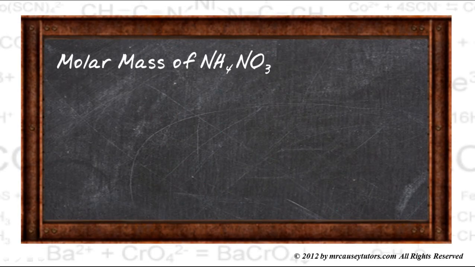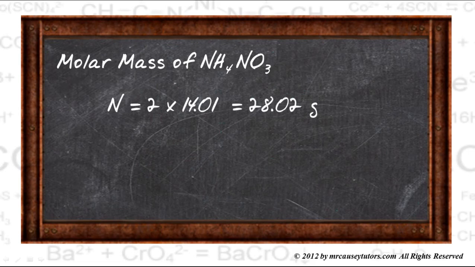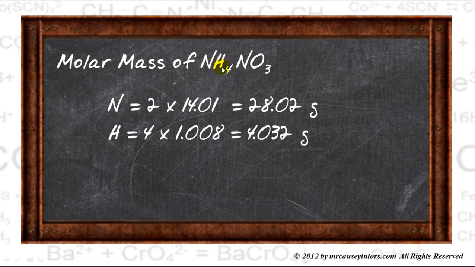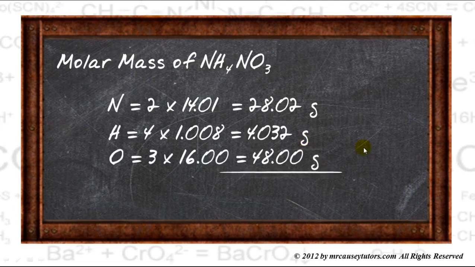So to the blackboard, the molar mass of ammonium nitrate, well, there's two nitrogens. Note right there, two nitrogens. And that's going to give us 2 times 14.01, which is 28.02 grams of nitrogen. We have 4 moles of hydrogen, and that's going to give us 4.032. So we just do our mathematics. And oxygen, of course, is going to be 3 of those. There it is right there, 3 oxygen times 16.00 equals 48.00 grams.